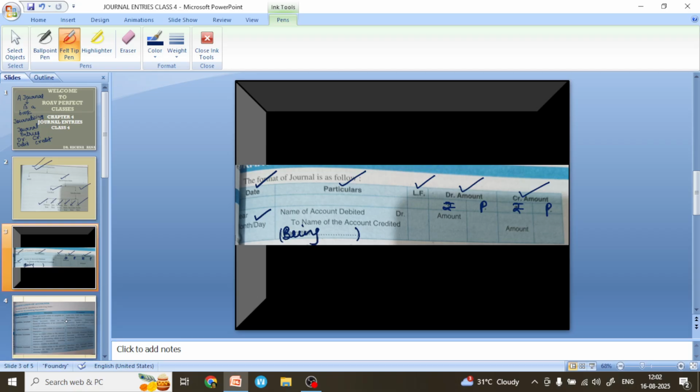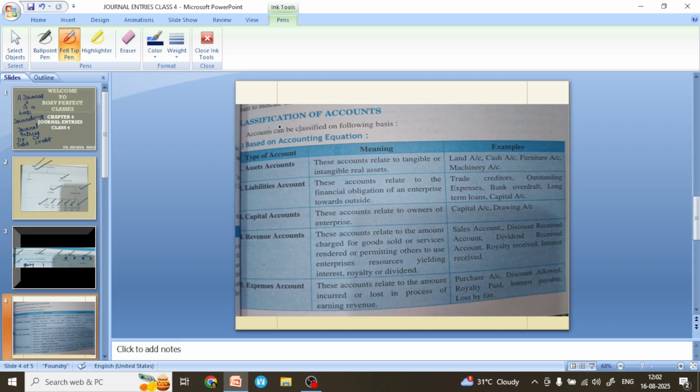Now I am going to discuss the next topic, what is the classification of accounts. First I will discuss classification of accounts based on the accounting equation. First type of account is the asset account, and these accounts relate to tangible or intangible real accounts. For example, you can take land account, cash account, furniture, fixtures, machinery account, plant account, etc.